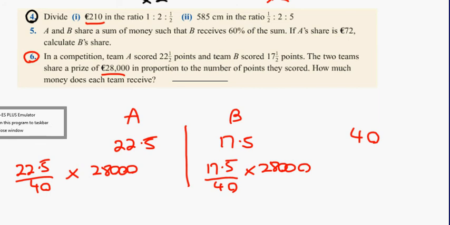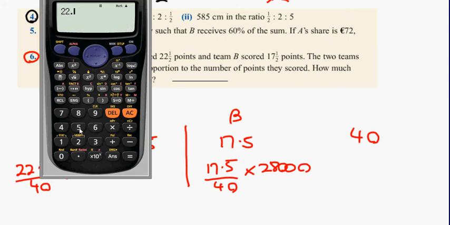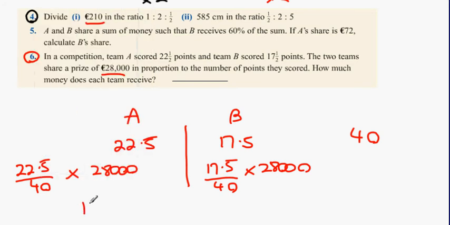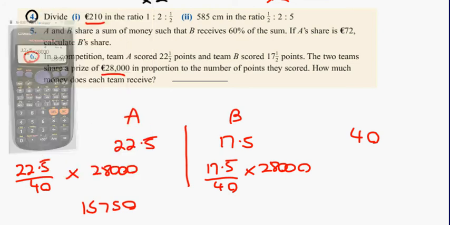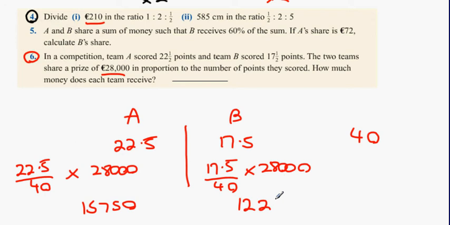So 22.5 divided by 40. Once you've done that, multiply by 28,000. And we get 15,750. Same thing here. You do it all in one go. 17.5 divided by 40, multiply by 28,000. We get 12,250. Okay, moving on.